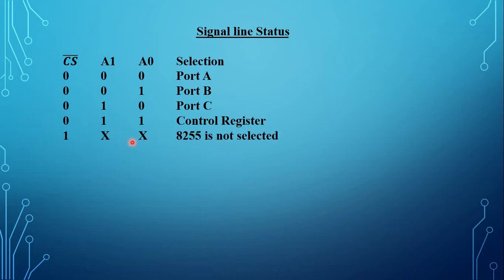Whatever the A1 and A0 values may be, the 8255 is not selected if the chip select signal goes high. Only if the chip select signal is active low is the 8255 selected for interfacing.